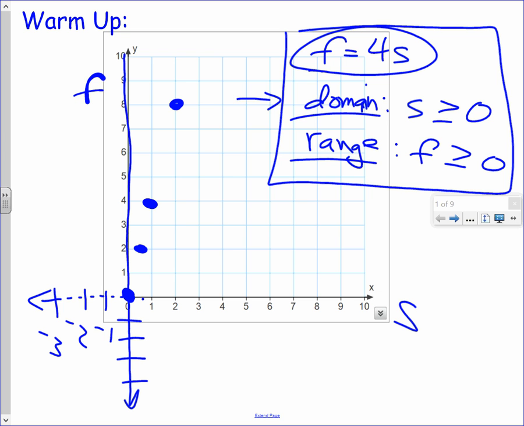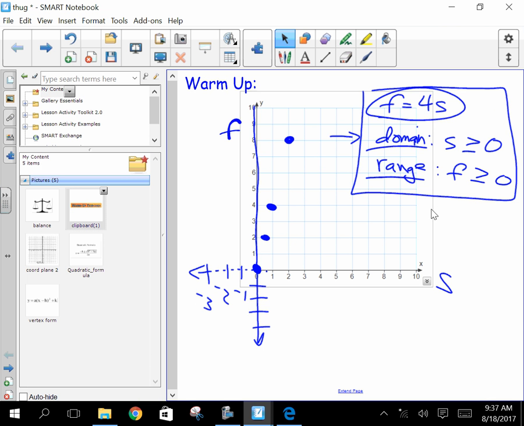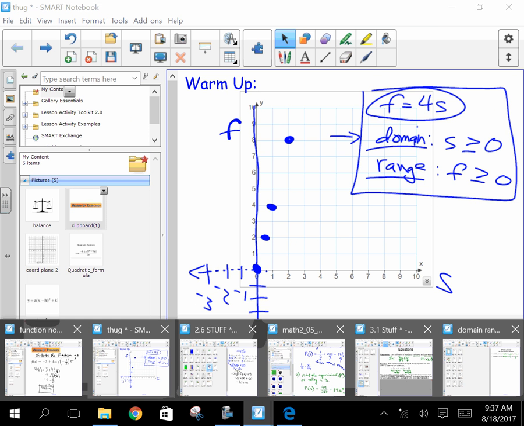Let's do one more example and we're done. Look at that second example in the handout, number 2. You guys are doing good for a Friday, I must say.